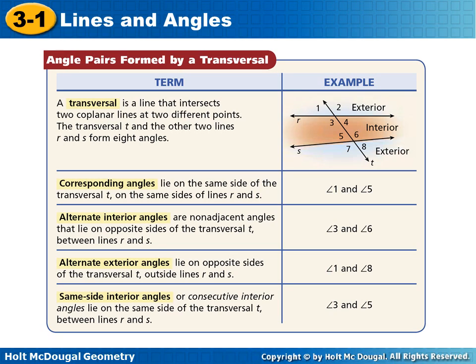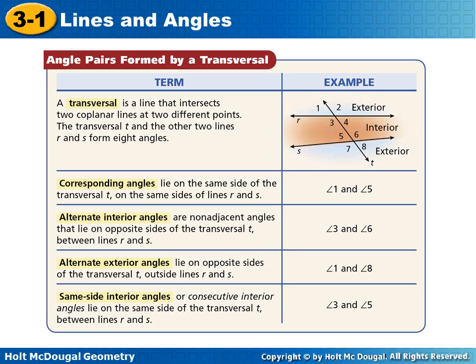Corresponding angles are in the same part of the drawing. So 1 and 5 would be corresponding. 3 and 7 would be corresponding. 2 and 6 and 4 and 8. So if you look at the bottom 4, 5 is in the top left, 1 is also in the top left of the 4 on the top section.